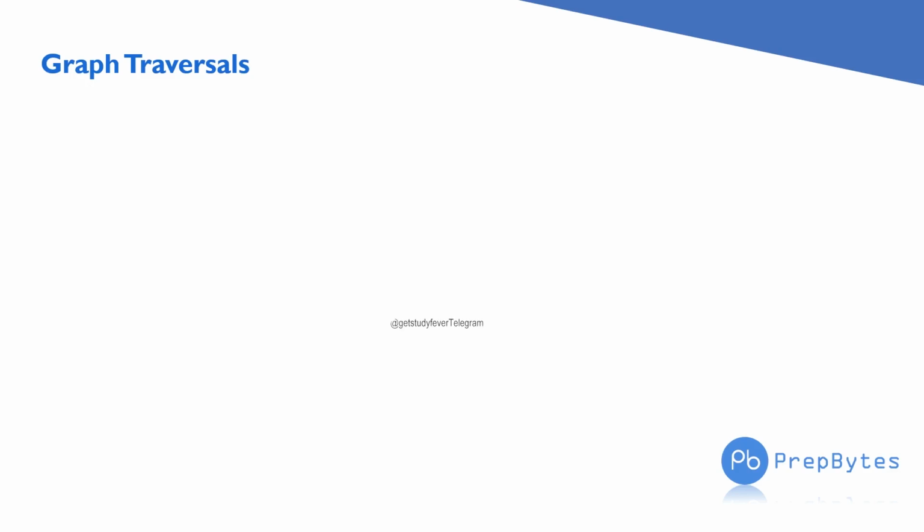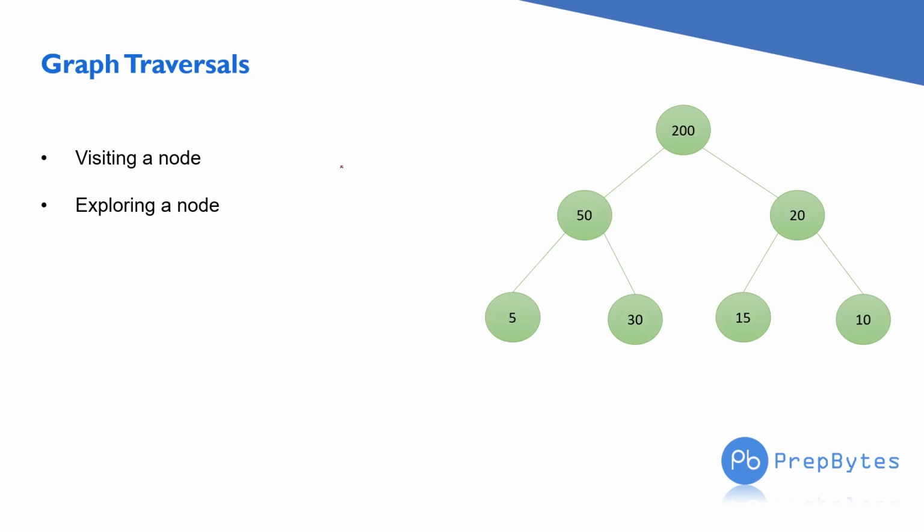Fine, so graph traversals are divided into two types based on these two things. What are the two things? Visiting a node and exploring a node. Okay, so let's see what visiting a node means and what exploring a node means. I will first explain using a tree graph. Okay, this is a graph in the form of a tree.